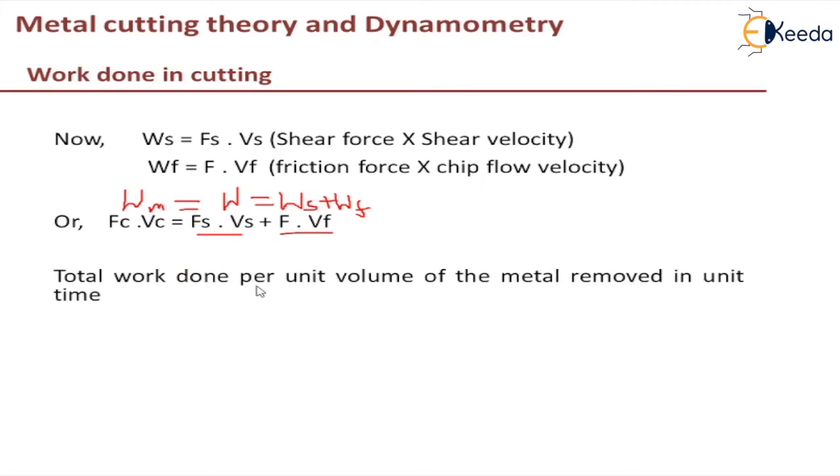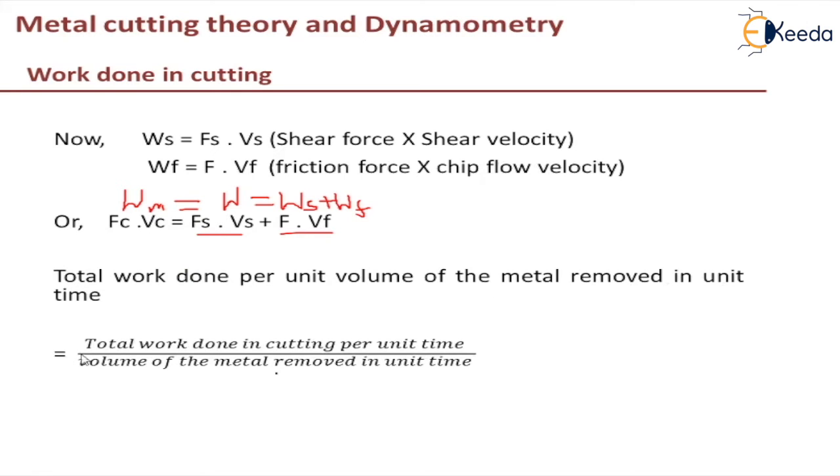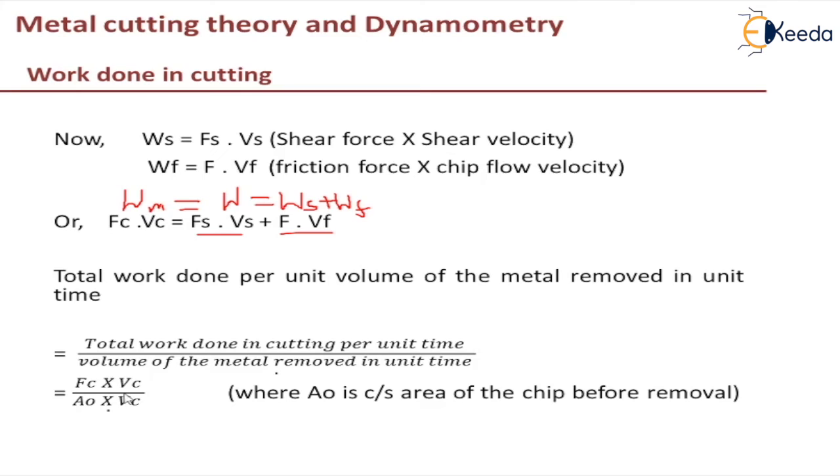So the total work done per unit volume of the material removed in unit time will be equal to the total work done in cutting per unit time divided by the volume of the material removed in unit time. That will be equal to Fc into Vc by A0 into Vc, where A0 is the cross section area of the chip before removal. So we will end up with the equation Fc by A0.